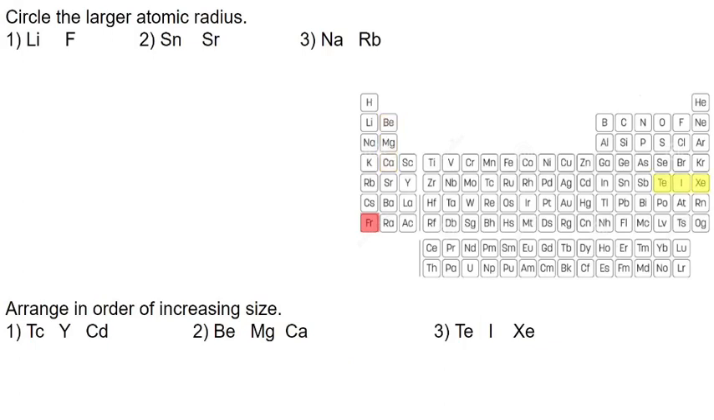And looking at these last three elements, they're way far away from francium, but that doesn't even matter because we can still see that the farthest one is Xe, and as we're getting closer and closer, that's going to make them larger. So Xe, I, and then Te is our increasing size for those elements.